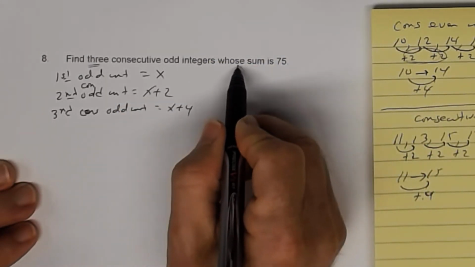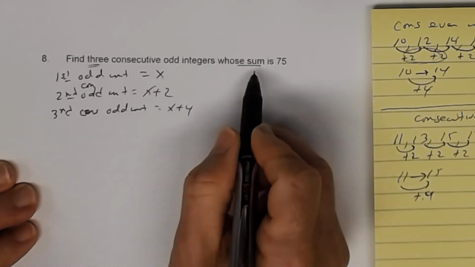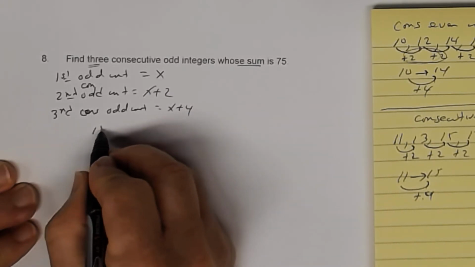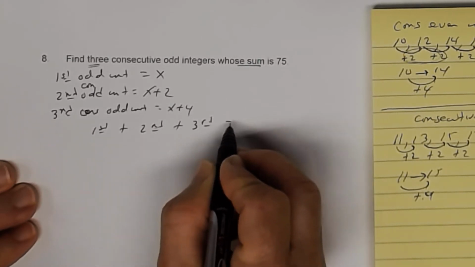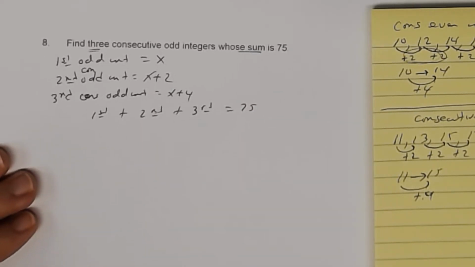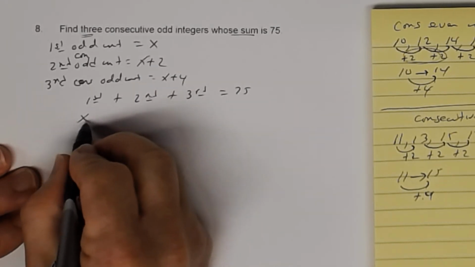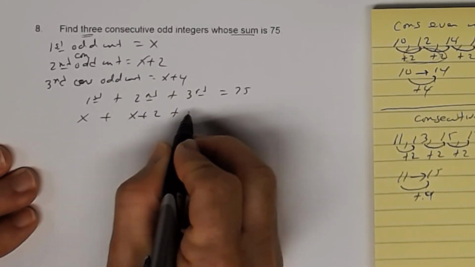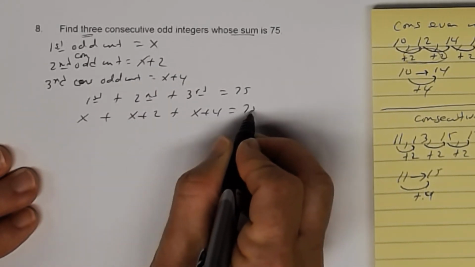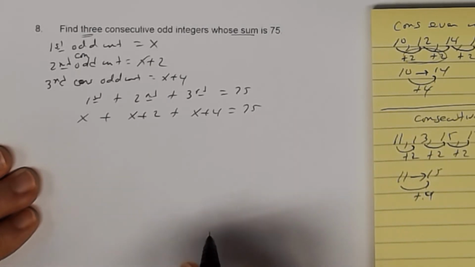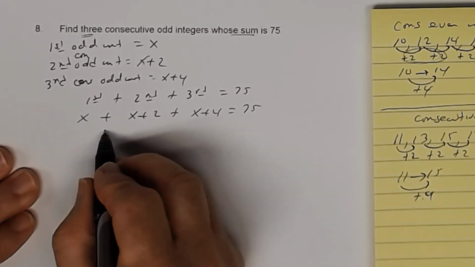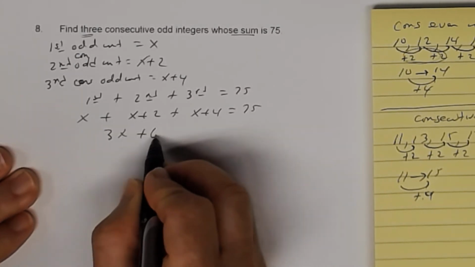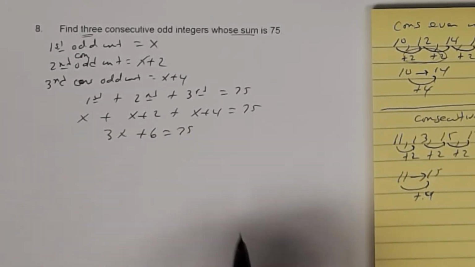Now you're told that the sum of those 3 is 75. So that means the first plus the second plus the third has to equal 75. That's what that means. So x plus x plus 2 plus x plus 4 has to equal 75. All right? So combine like terms, x, x, and x, that's 3x. 2 and 4 is 6, equals 75.